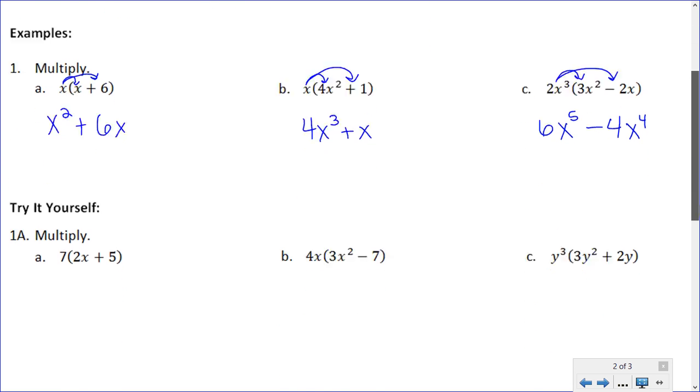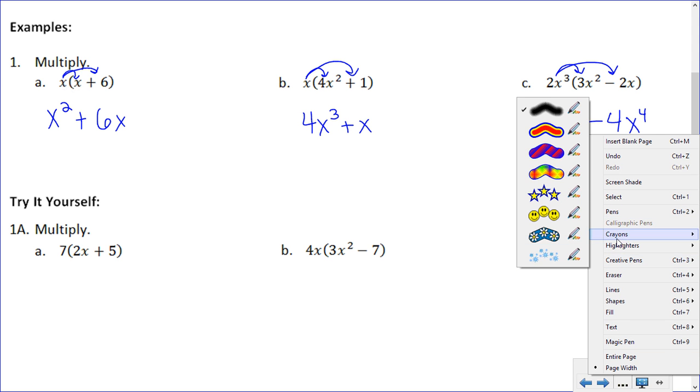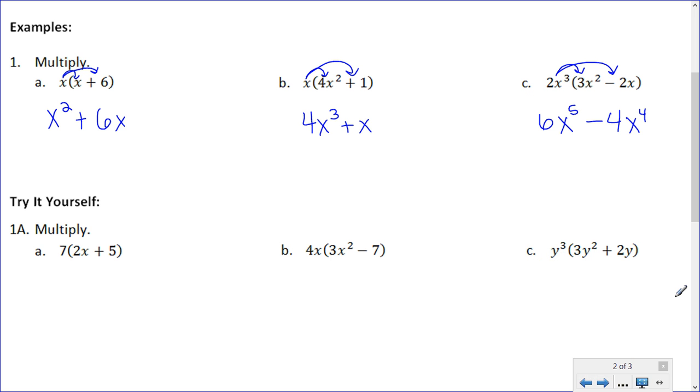Okay, so there are 3 try it yourself problems just below that. So pause the video and work through each of those. When you're ready to check your answers, press play.